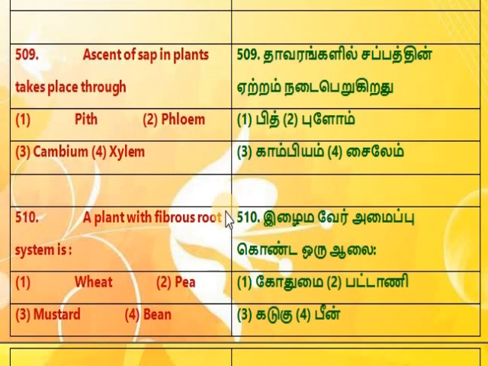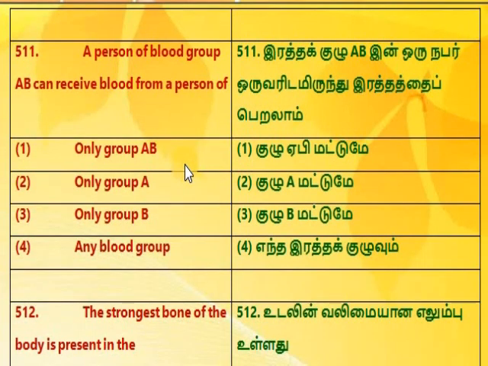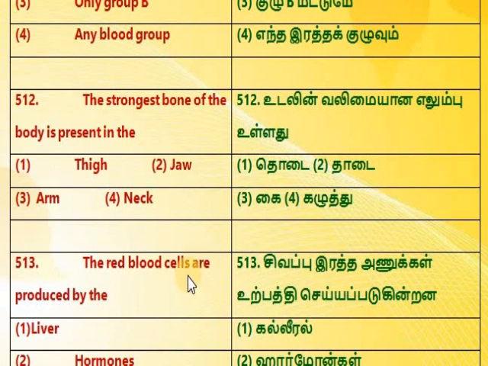509. Ascent of sap in plants takes place through: 1. Pith. 2. Phloem. 3. Cambium. 4. Xylem. 510. A plant with fibrous root system is: 1. Wheat. 2. Pea. 3. Mustard. 4. Bean. 511. A person of blood group AB can receive blood from a person of: 1. Only group AB. 2. Only group A. 3. Only group B. 4. Any blood group. 512. The strongest bone of the body is present in the: 1. Thigh. 2. Jaw. 3. Arm. 4. Neck.